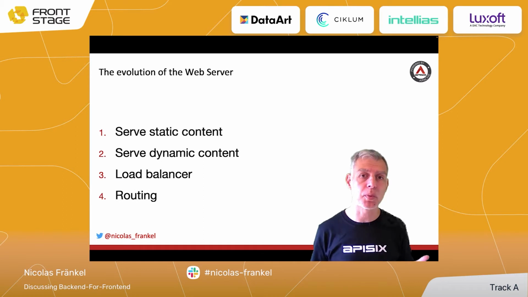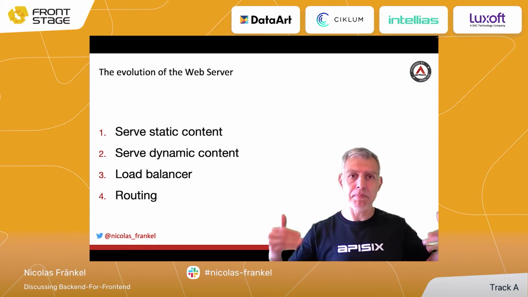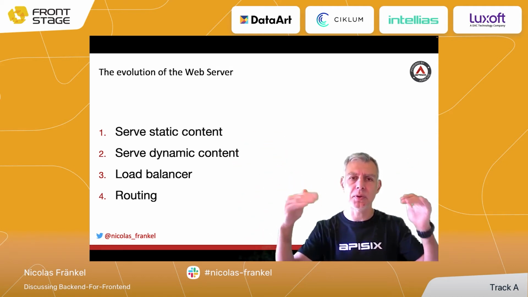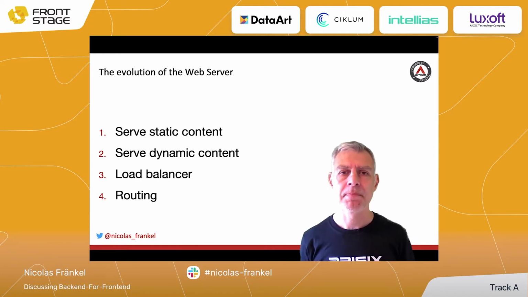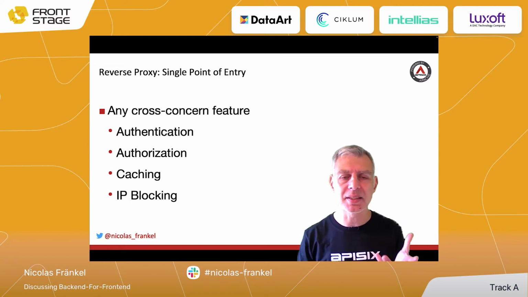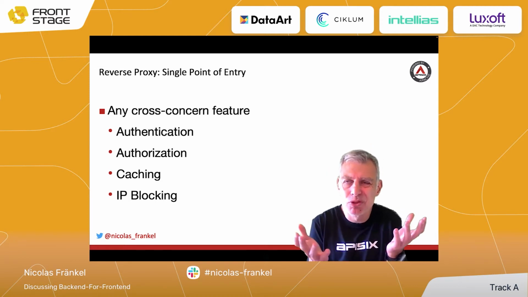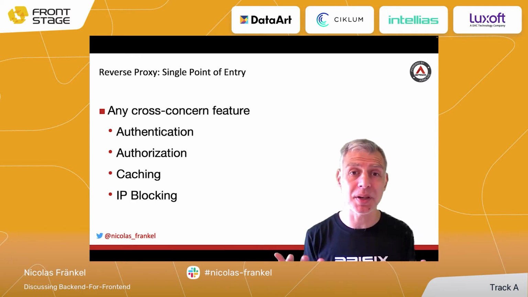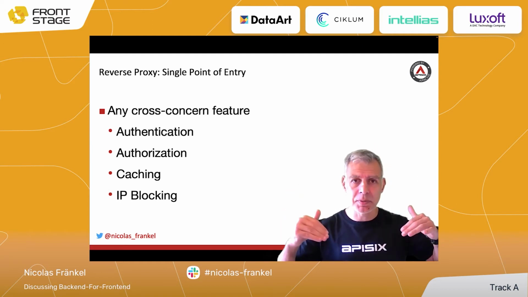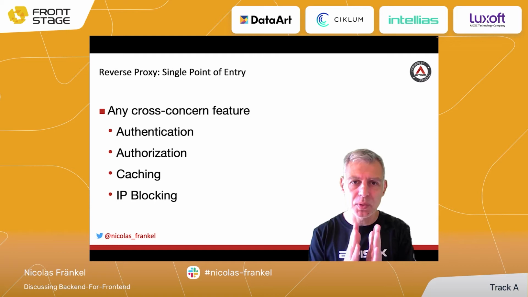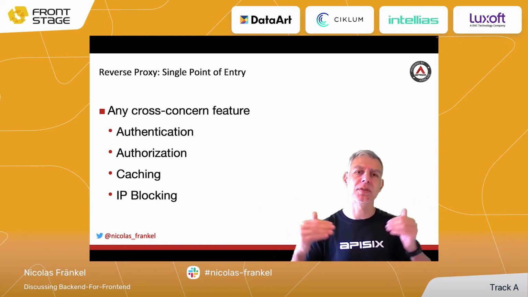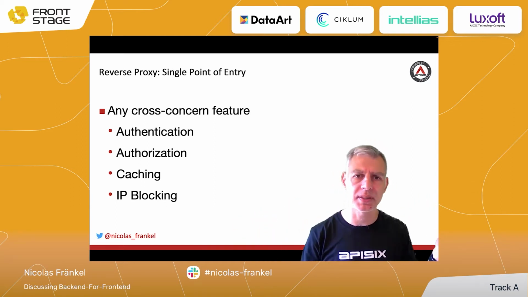And so the evolution of the web server started from really the most basic stuff, serve static content, and then you had to serve dynamic content, and then you had to load balance, and then you had to route. And so the web server that is the single point of entry cannot generally just serve content. You can remove that part. It has become a reverse proxy. And with this single entry point, because now you only need to go through this point to enter the information system, then you can add more cross-cutting features such as authentication, authorization, caching, IP blocking, whatever you want.